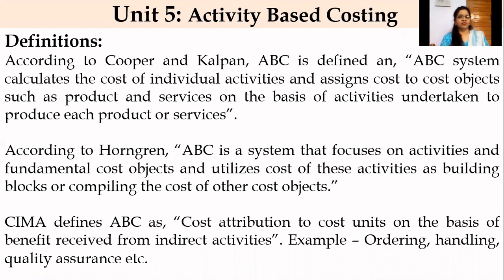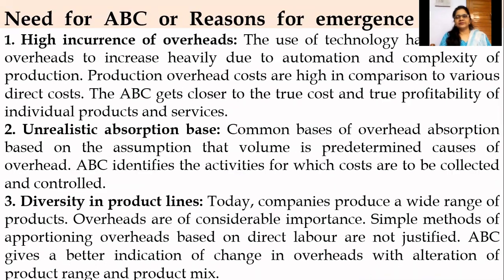How many orders are being placed, and what was the cost of that ordering, and what was the cost of handling the products. It may be raw materials: how they have been handled, how the storage took place, how many times the handling happened, how many times the machine was set up. All those activities are checked in detail, and the cost incurred by these activities is ascertained. So this is all about ABC. Need for ABC, or reasons for the emergence of ABC.